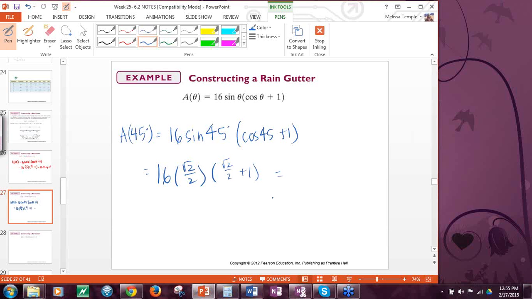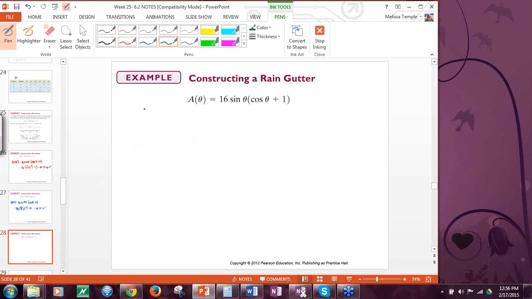Again, plug this into your calculator and you get approximately 19.31 square inches. So if you bend them up further to a 45-degree angle, you're going to get 19.3 square inches of area underneath those aluminum bends.